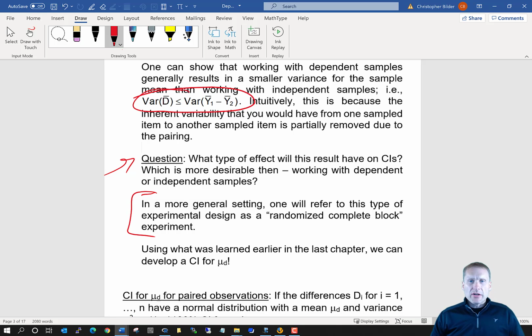Now, in a more general setting outside of this class, you might take some more statistics courses, and you might run into something called a randomized complete block design. What we're talking about here with these dependent samples, where we have two population means, is a special case of a randomized complete block design. In a randomized complete block design, you might be interested in the following hypotheses.